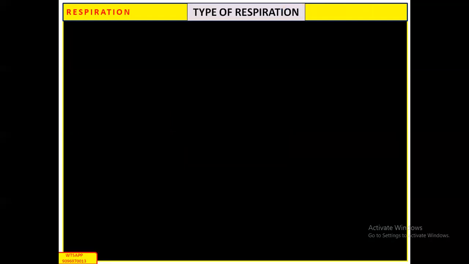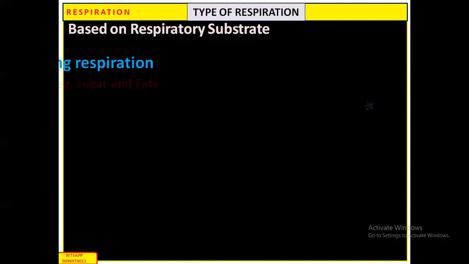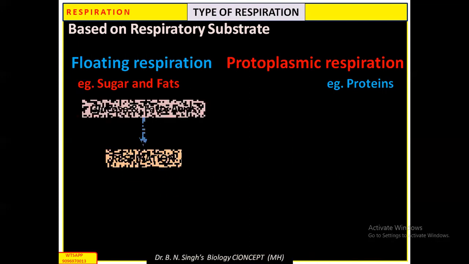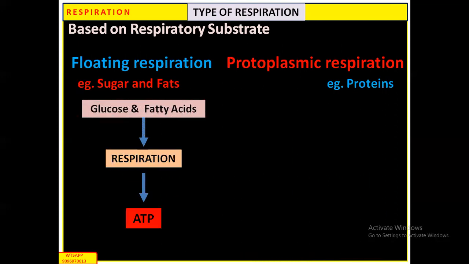We can divide respiration into different types on the basis of different criteria. The first one is based on respiratory substrate: we can divide respiration into two types, floating respiration and protoplasmic respiration. Floating respiration is the respiration in which sugars and fats are used for the production of energy. In protoplasmic respiration, protein is broken down into amino acids, and these amino acids are used for the formation of protein.